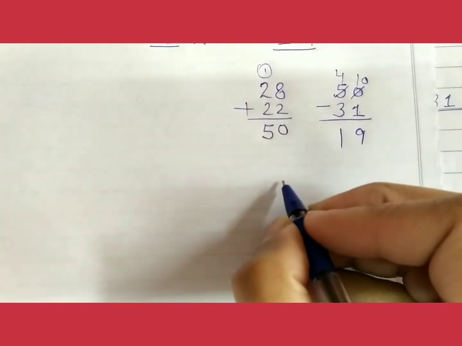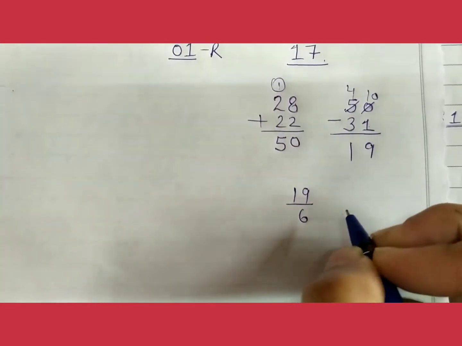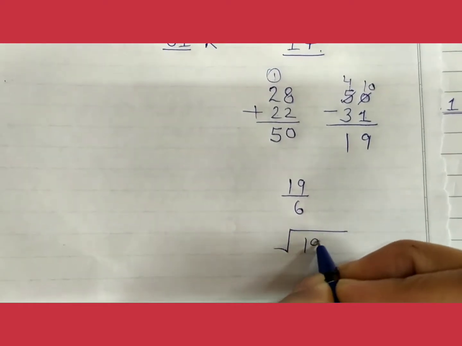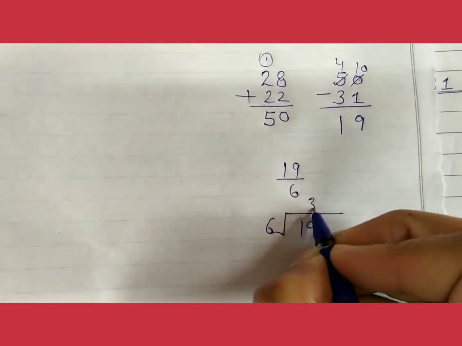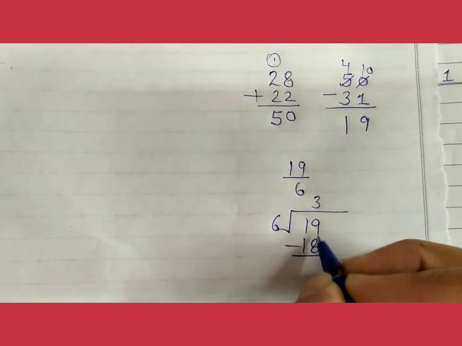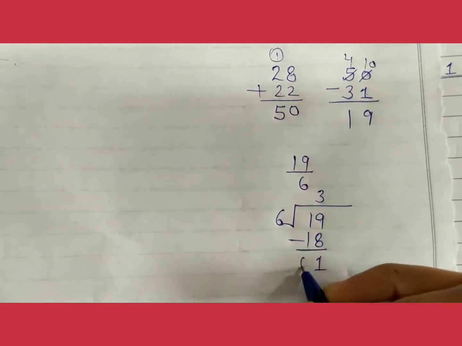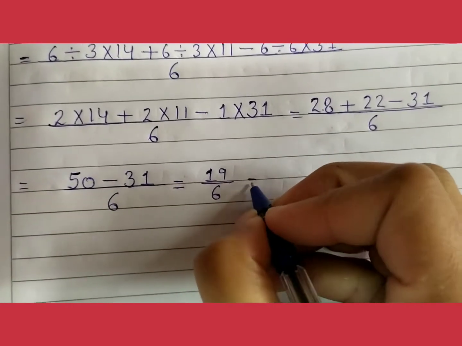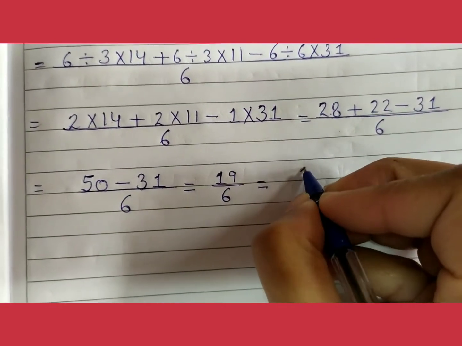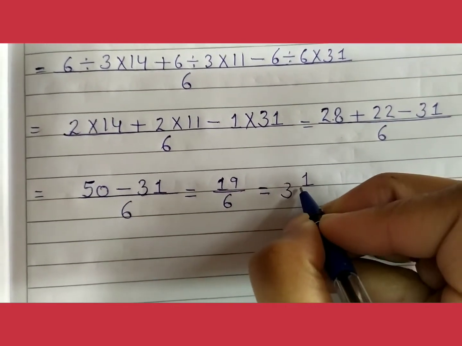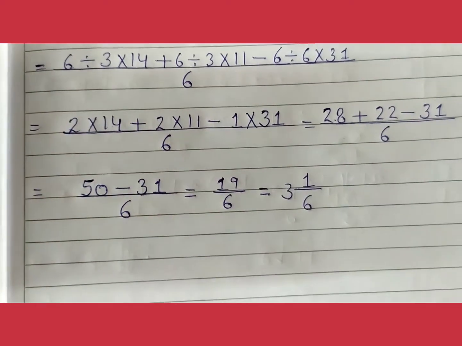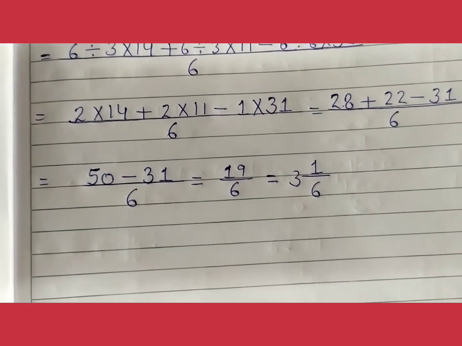19 upon 6. Change into mixed number. That is 19 divided by 6. 6 threes are 18. 19 minus 18, 1. Your mixed number is 3 1/6. Okay, this is the answer.